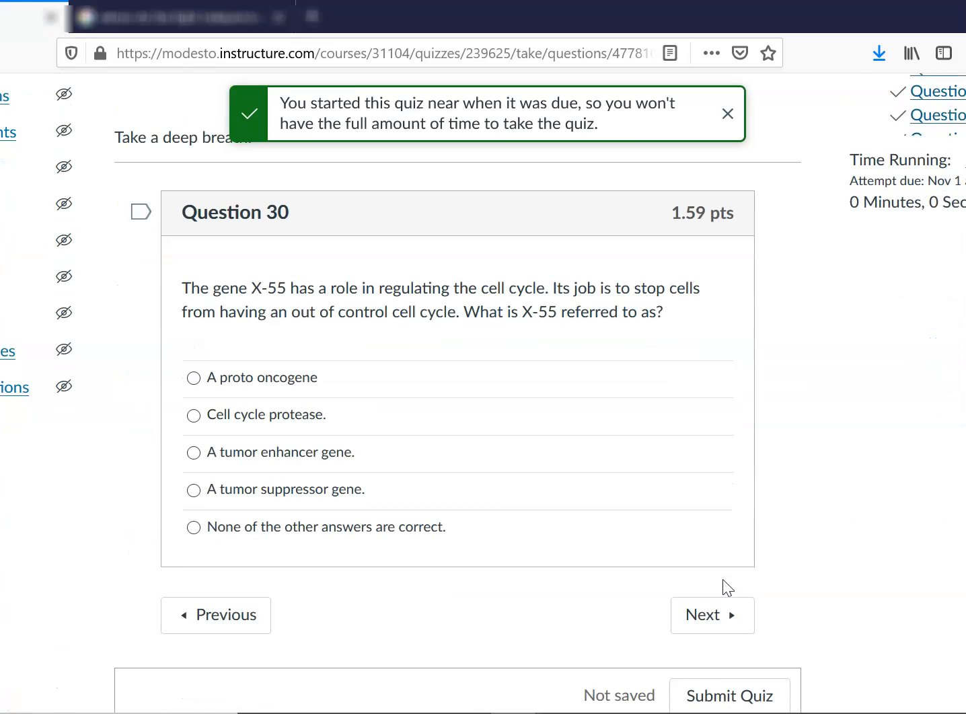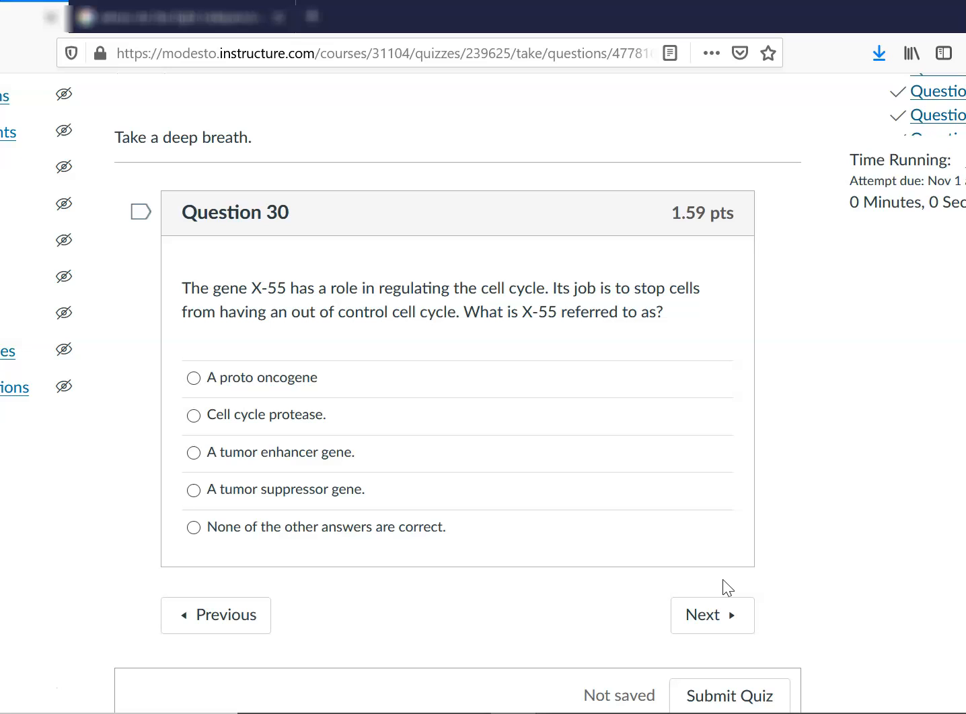The gene X55 has a role in regulating the cell cycle. Its job is to stop cells from having an out-of-control cell cycle. What is X55 referred to as? X55 is a tumor suppressor gene. Remember, a tumor suppressor gene stops tumors from forming. It stops cells from having that out-of-control cell cycle.